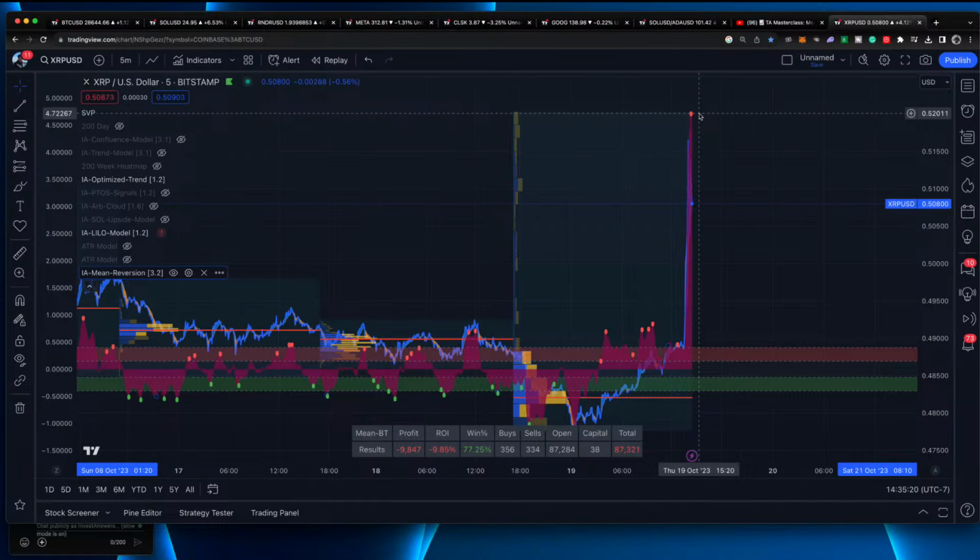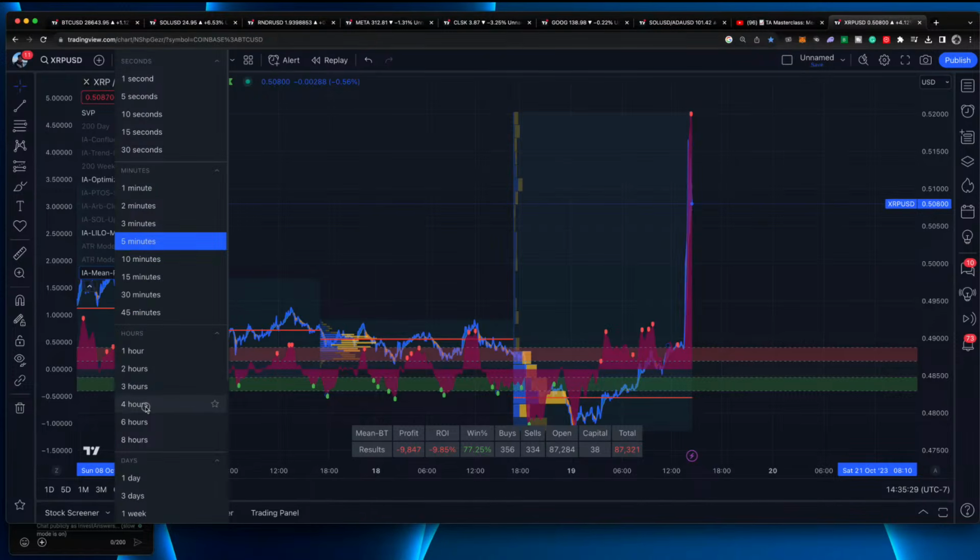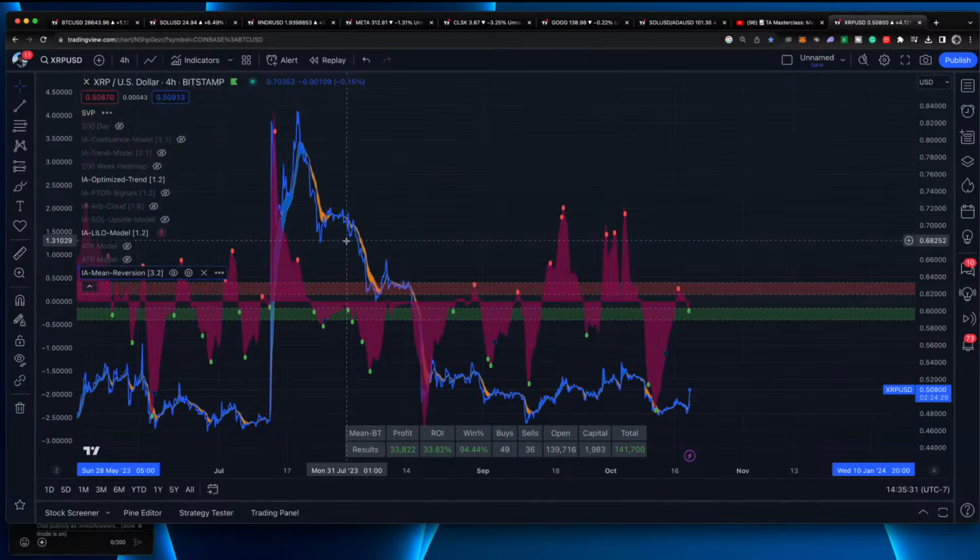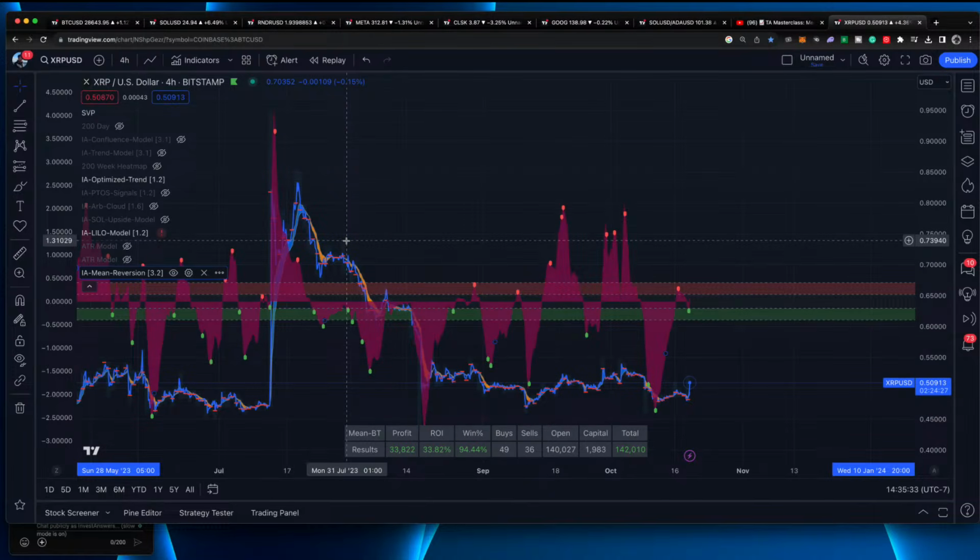What this does, it tells you the price is going to come down again to say 50 cents or whatever. It's not going to stay at 52 cents. And that's the 5 minute chart. Let's take the same approach and let's look at the 4 hour and see if we can beat 77%. 94.4%. Here it is again.